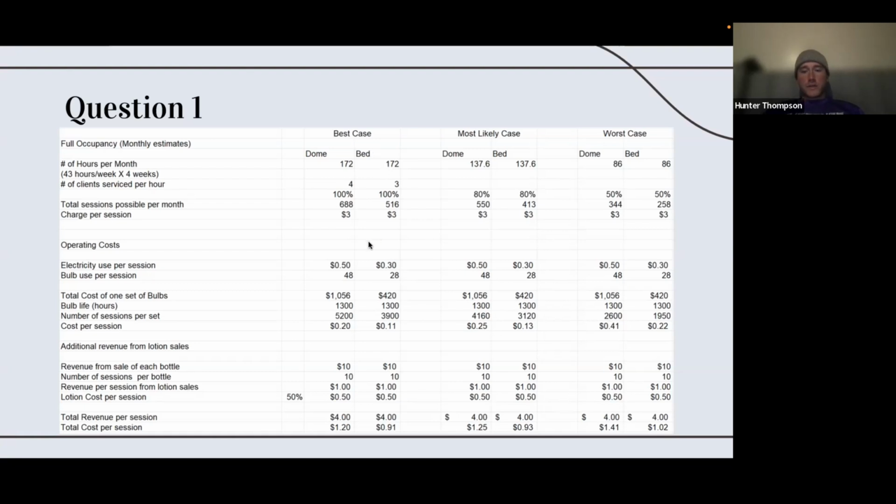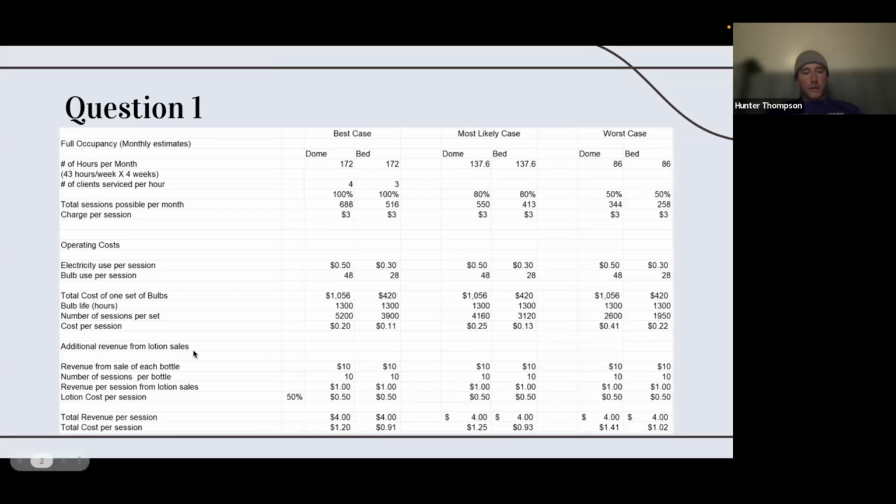And then using those numbers, we can get our cost per session. So we see in the best case that our cost per session is going to be the lowest, since we're getting the most use out of these sets of bulbs and electricity. Most likely case, you have 25 cents and 13 cents. And then at the highest, which is the worst case, you have 40 cents for the dome, and 41 and 22 cents for the bed.